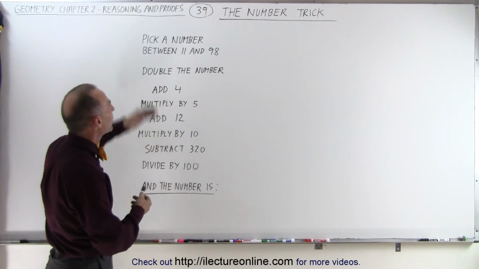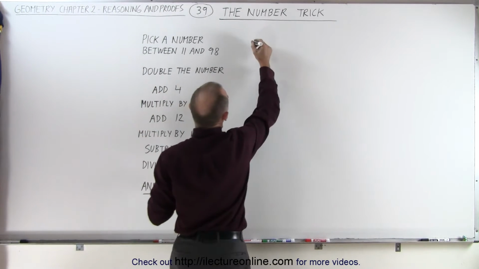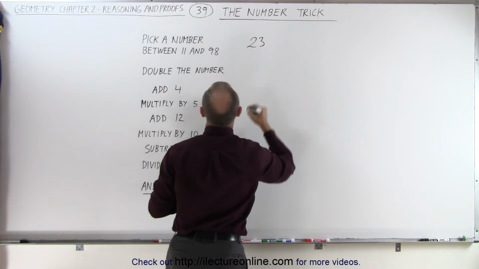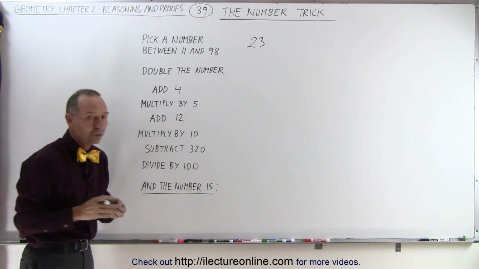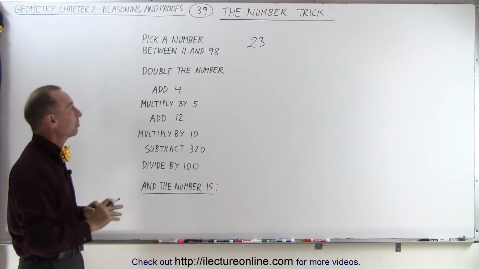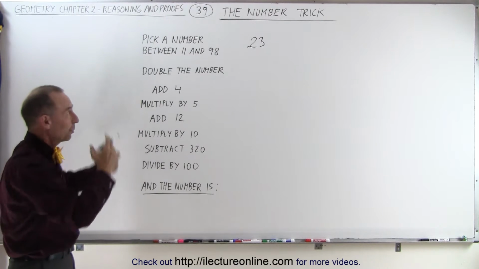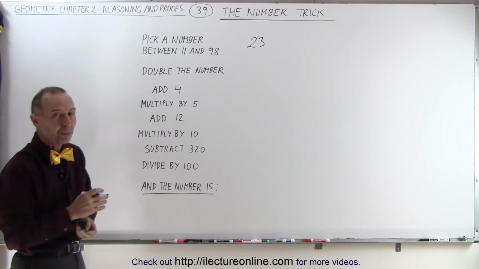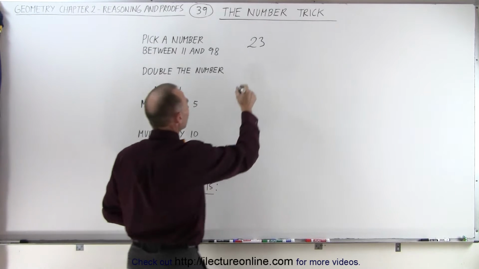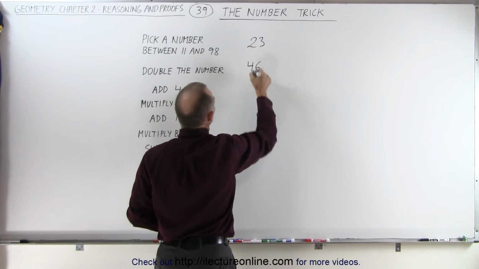You pick a number between 11 and 98. So let's say the number 23. And then you tell them, pick a number and don't tell me what it is. So they'll pick some odd number. Let's say the number was 23. And then you tell them, double the number. So they'll go ahead and double the number, and that becomes 46.